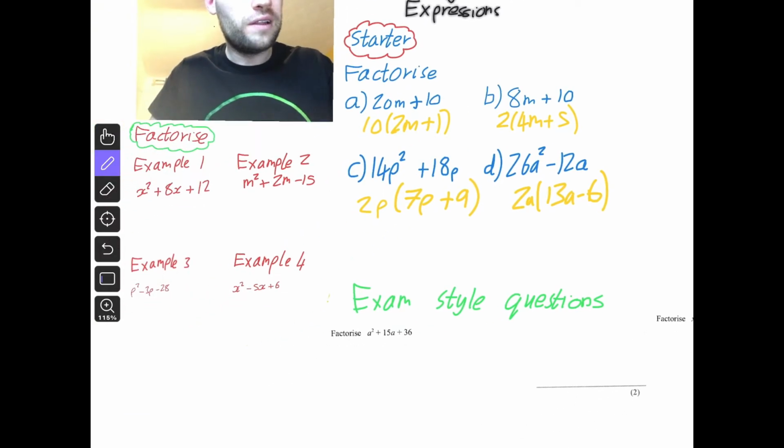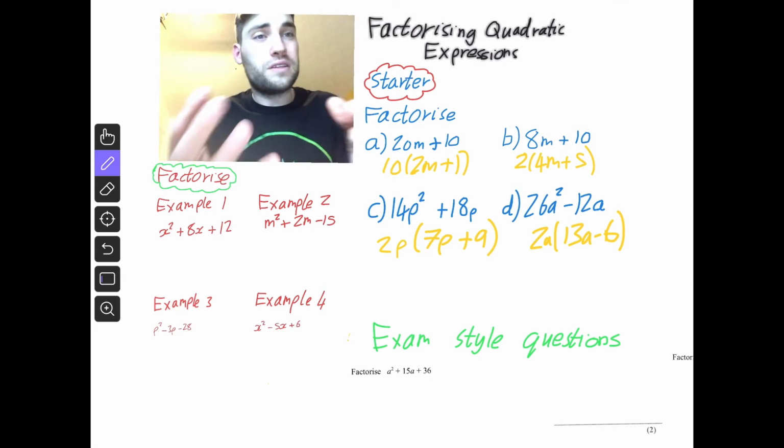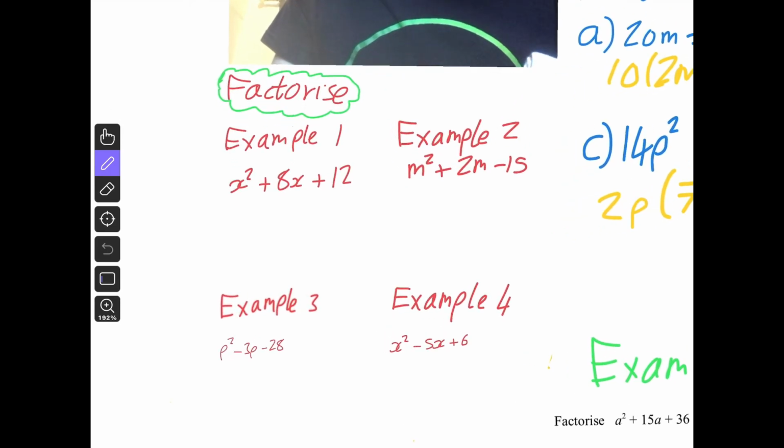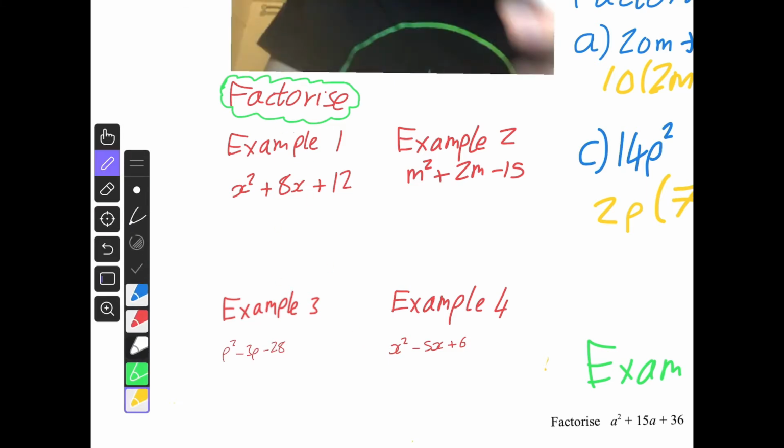Okay, so now let's go into the examples. The main difference now is that these have 2 brackets, so it's going to be factorised into two brackets. So do you want to pause the video, have a go at these 4 questions, or at least write them down and leave some space underneath them. So pause it and have a little go.